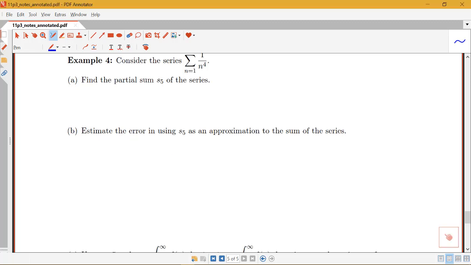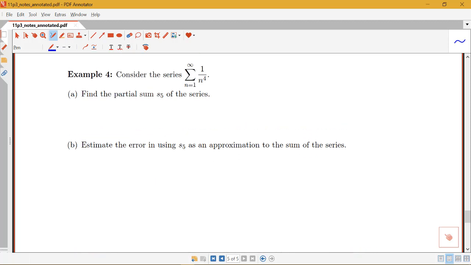So first I'm told to find the partial sum S5 of the series. So notice that S5 here would be equal to the sum of the first 5 terms. So this would be 1 plus 1 over 2 to the fourth plus 1 over 3 to the fourth plus 1 over 4 to the fourth plus 1 over 5 to the fourth. That turns out to be about 1.08035.